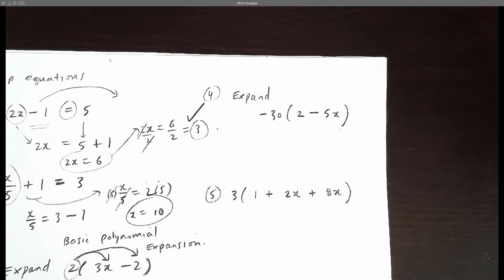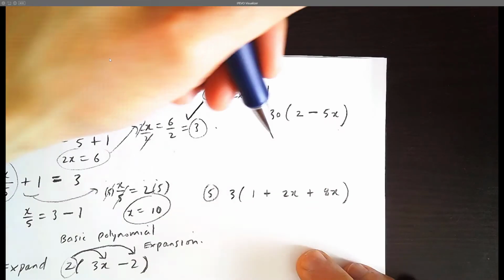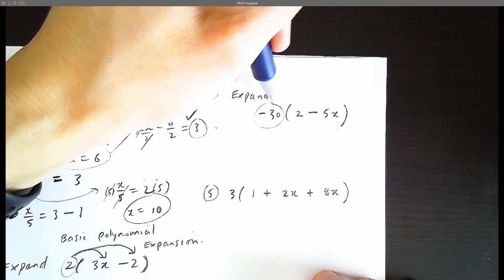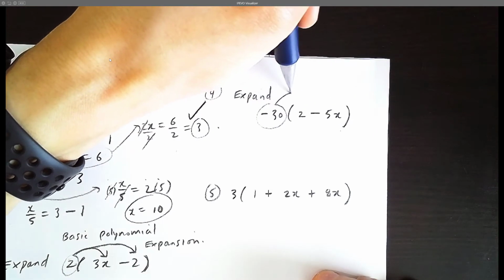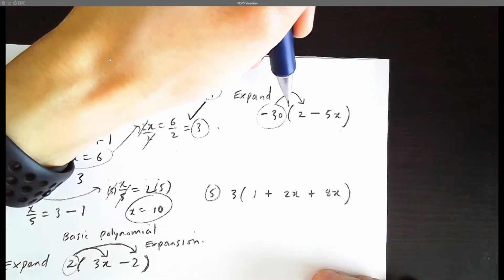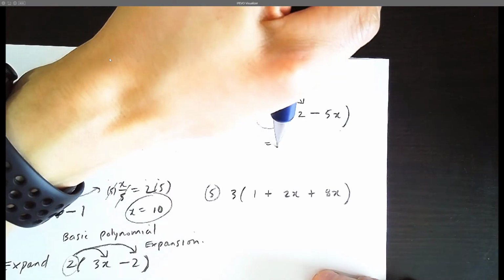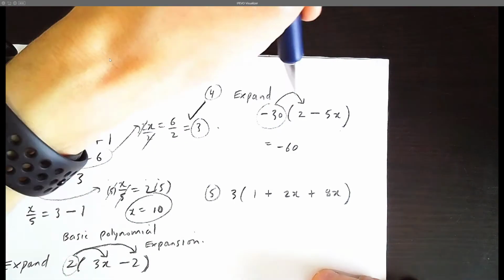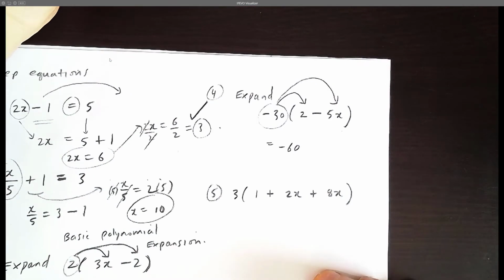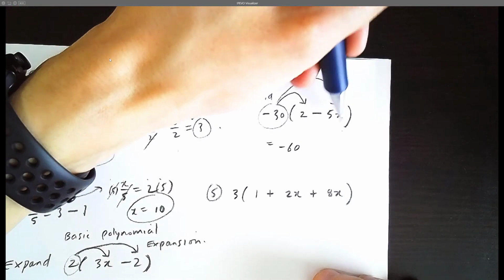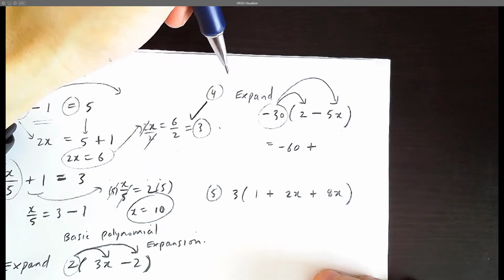Let's try another basic polynomial expansion question. You have the number -30. What's -30 times 2? We're feeding the dog. -30 times 2 is -60. And now we need to feed the cat. What's negative times a negative number? It's going to be positive.